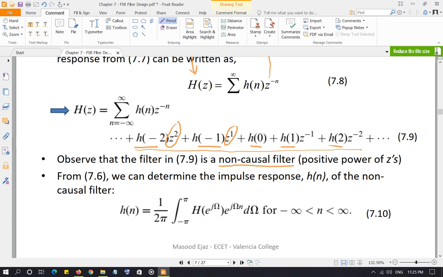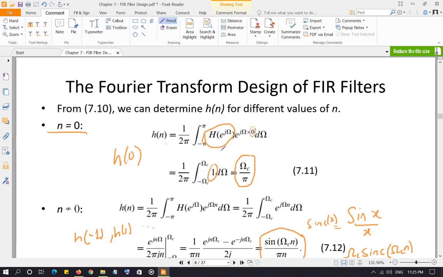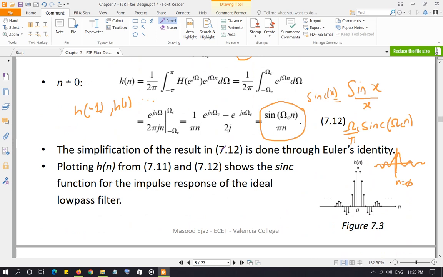So the length will always be an odd number. Remember that, always an odd number. You need to have symmetric values over here. If it is a square, that has to be negative 2, right? If it is a cube, that has to be negative 3, and in that case, the length is going to be 7, if it is z cube. So the length will always be an odd number.